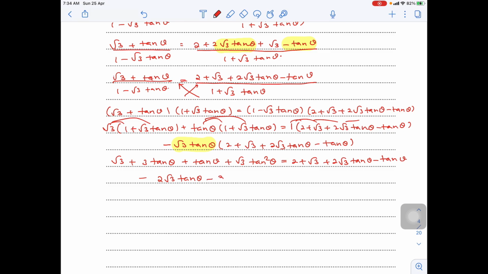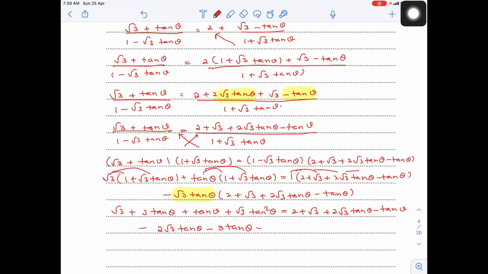Now multiplying out with minus root 3 tan theta. So minus root 3 tan theta times 2 is minus 2 root 3 tan theta, minus root 3 tan theta times root 3 is minus 3 tan theta. Minus root 3 tan theta times 2 root 3 tan theta is minus 3 times 2, minus 6 tan square theta. Minus minus is plus, root 3 tan theta times tan theta, root 3 tan square theta.